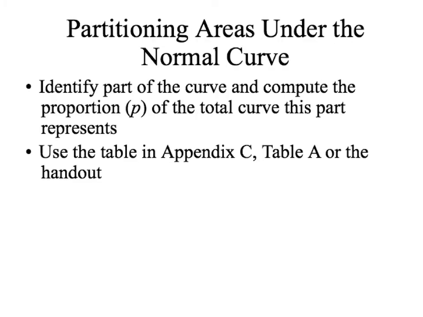So the first thing we have to do is identify part of the curve by using the z-score calculation, and then we compute the proportion of the total curve this part represents. And then we use the table that's posted underneath this video, Appendix C. You also have a table that's very similar to this in your textbook, and this table will allow you to see what proportion is between the mean and that z-score. So let's go ahead and look at the table.